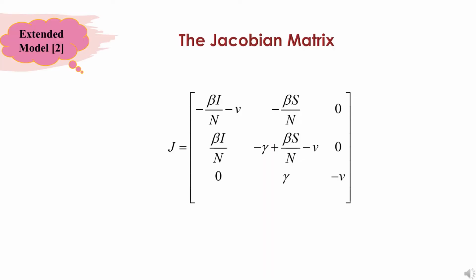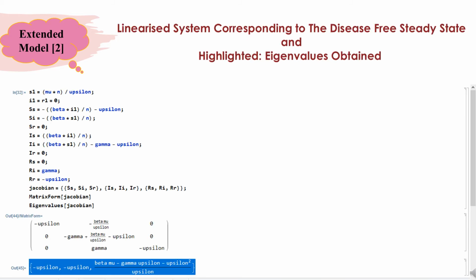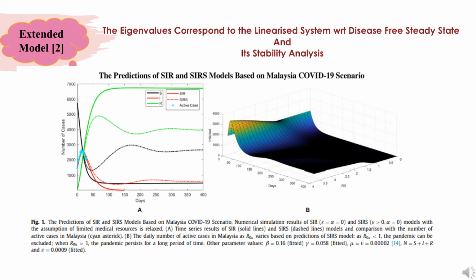For the extended model 2, this is the 3 by 3 Jacobian matrix. Now we proceed to find the eigenvalues by solving the characteristic equation, J minus lambda I, using Mathematica software, and the highlighted part is the eigenvalue obtained. Since we have repeated eigenvalues in this extended model 2, it is easier to interpret the stability of the steady states using values for the eigenvalues. So we use the fitted parameter values from article 1 to substitute into the eigenvalue equations.